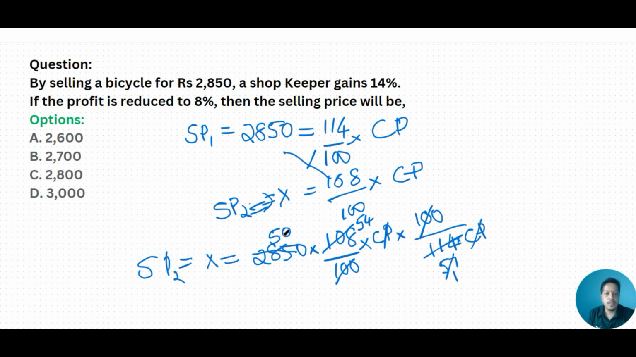So we are left with 50 in the numerator here and another 54 here. So 50 into 54. So 50 times 5 is 250, another 2 times, okay, 2500 plus 200, 2700. So 2700 is the answer. Option B, 2700 is the answer. Okay.